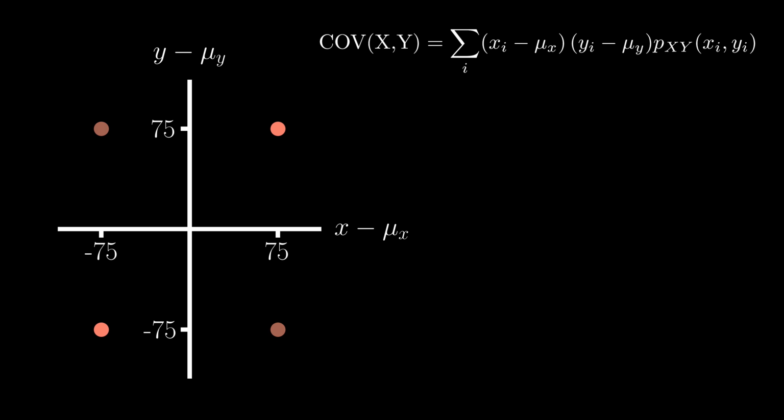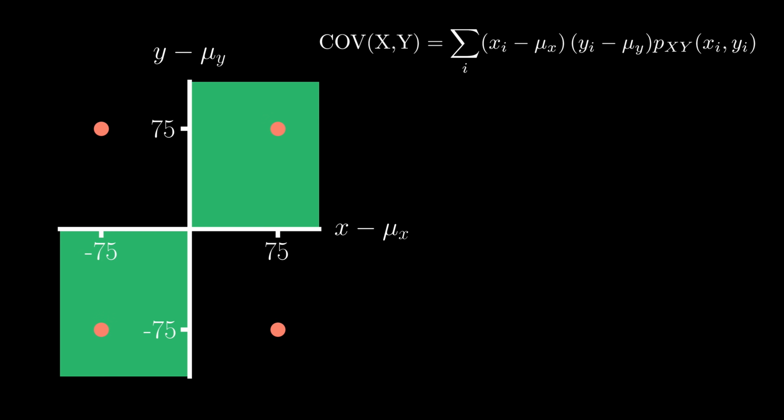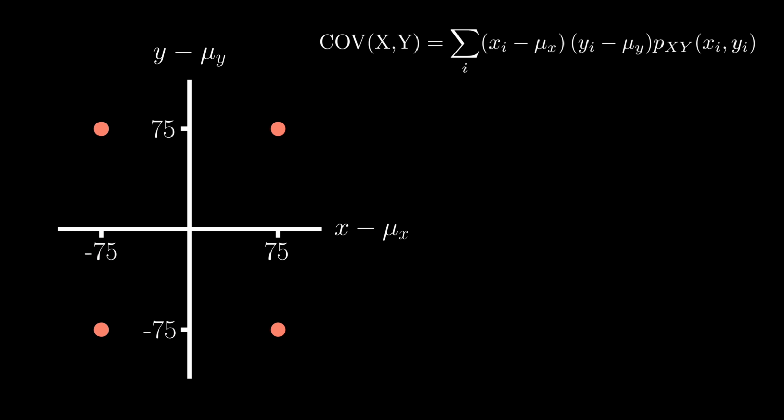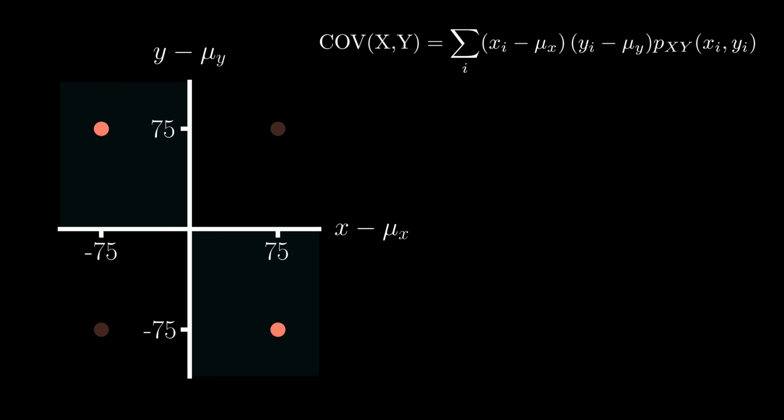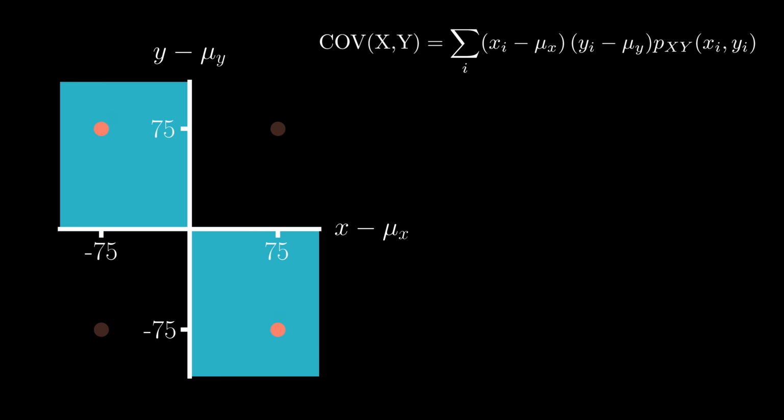For example, if both X and Y tend to be above their means or below them at the same time, moving together, their deviations have the same sign. Multiplying two positives or two negatives gives a positive product, which increases the covariance. On our plot, that's the top right and the bottom left quadrants. And conversely, if one is above its mean while the other is below theirs, their deviations have opposite signs. Multiplying a positive and a negative gives a negative product, which decreases the covariance. These outcomes fall in the top left and bottom right quadrants.